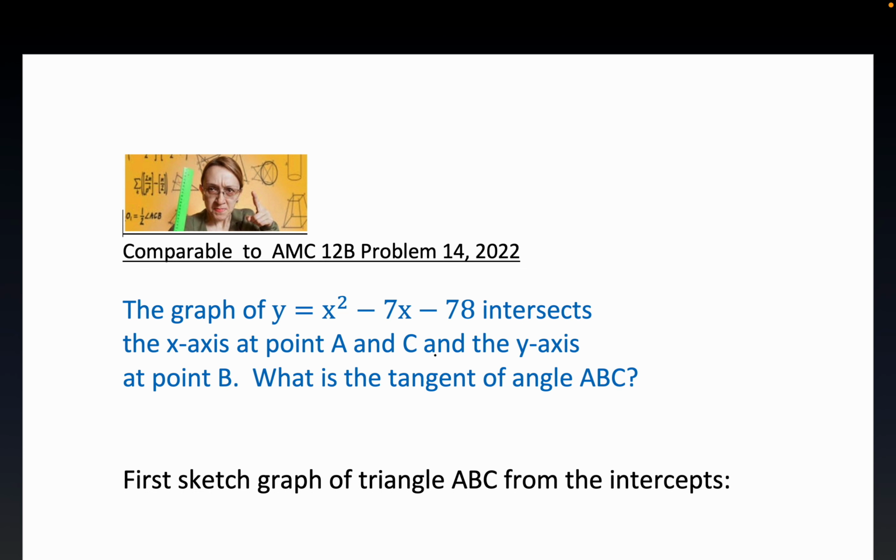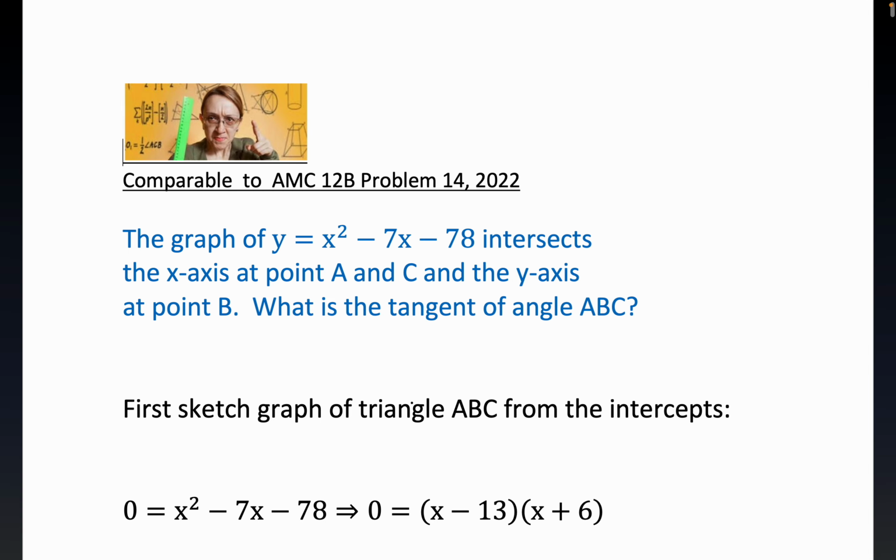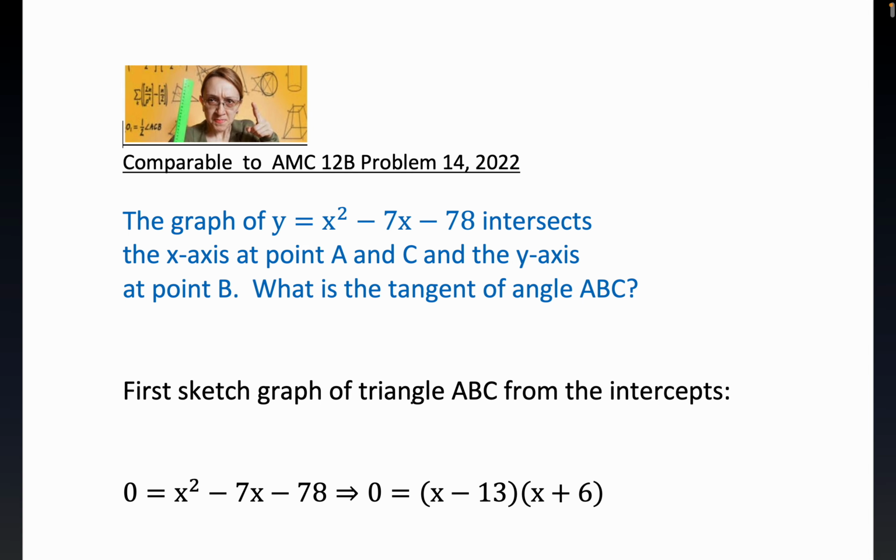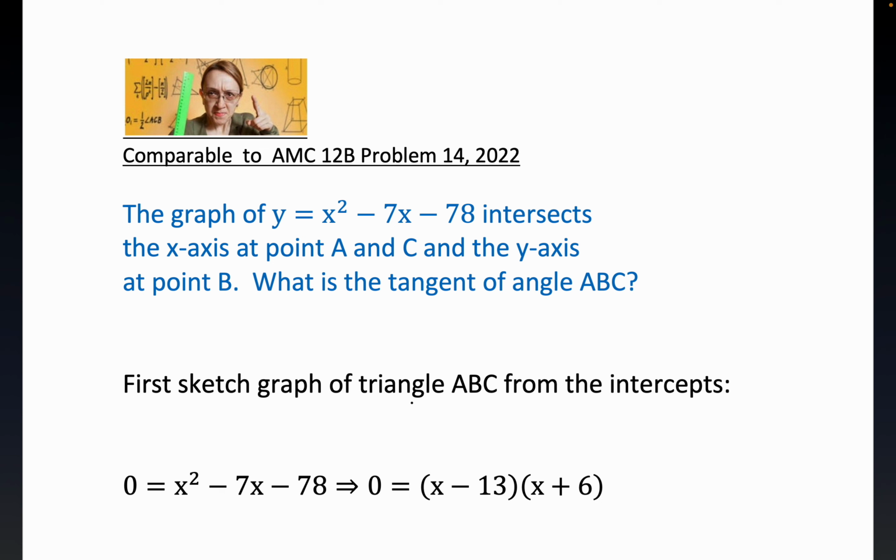Today we're trying to construct a triangle from the intercepts of a particular quadratic expression, then find the measure of an angle in that triangle. So what we're going to do is just go ahead and sketch the triangle first and then proceed. This is very straightforward here. This expression factors very nicely.